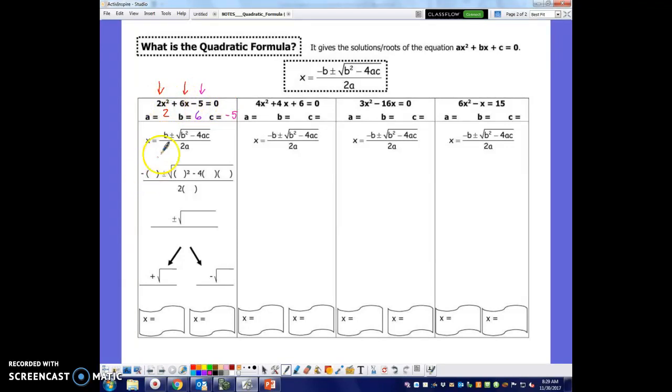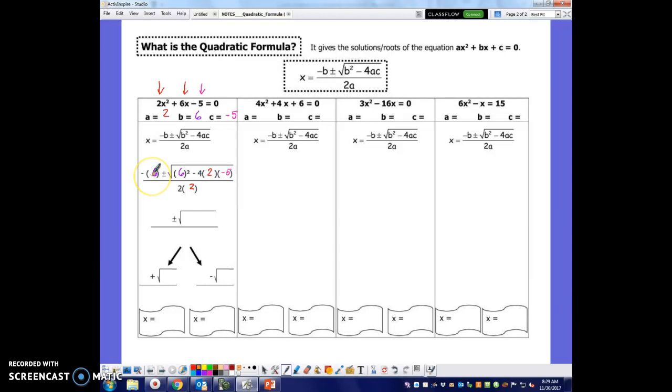So the first one is the opposite of b. So what was b? 6. Plus or minus b squared. So what was b? 6. B squared minus 4a. So what's a? 2. And then c. What's c? Negative 5. And that's all over 2 times a. So what's a? 2. Okay, now we have our numbers all plugged in, so we can start solving it.